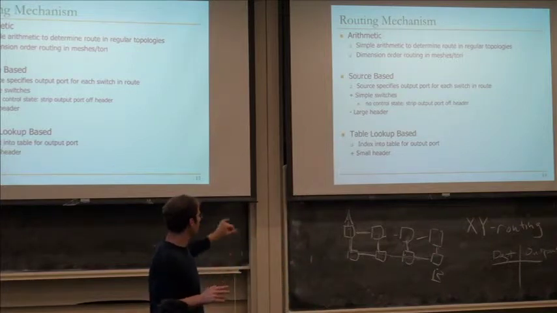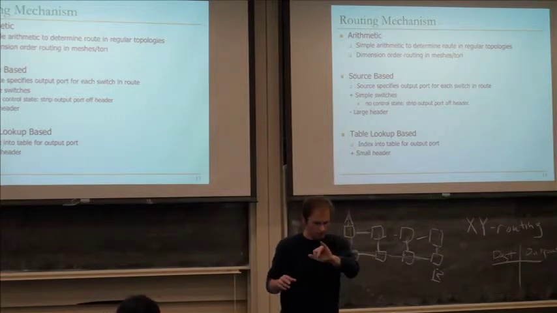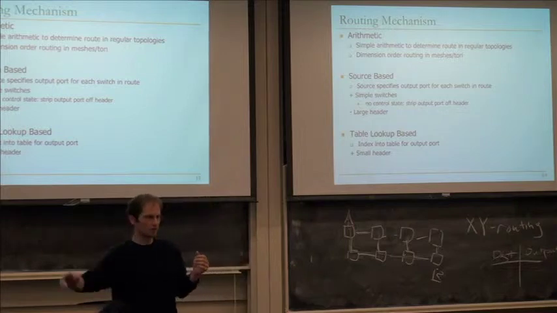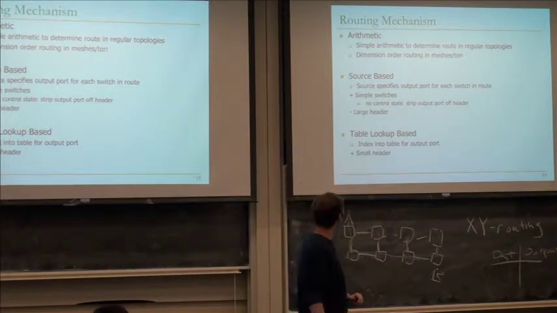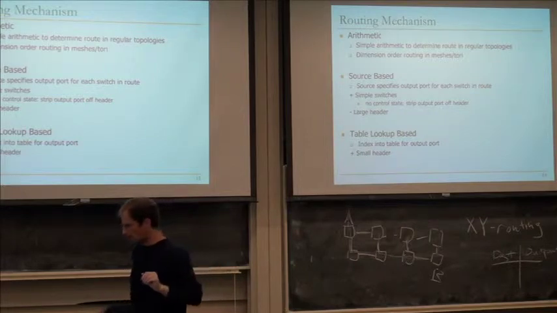And so at each router, you just look at the first destination and route to that next hop, and then you peel off that next hop. The next router will see the next hop, and so on and so forth. So sorry, actually, yeah, that's what it actually is. I misdescribed that earlier. Anyway, so that's source-based, and then there's table lookup.